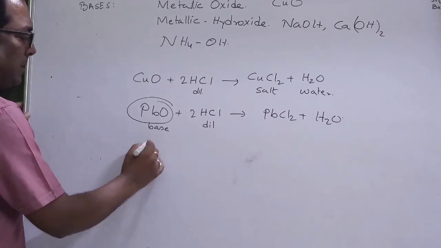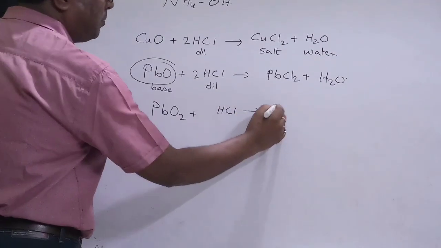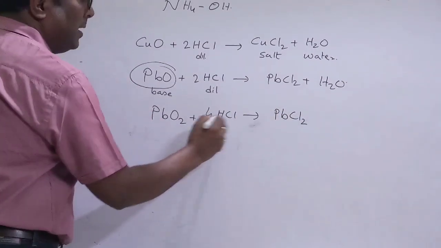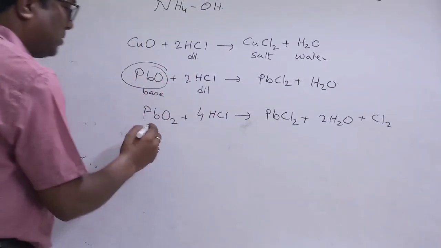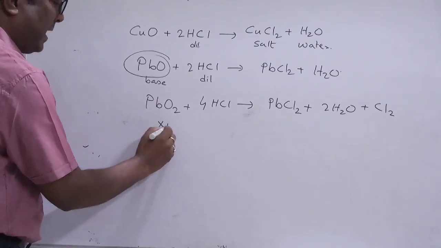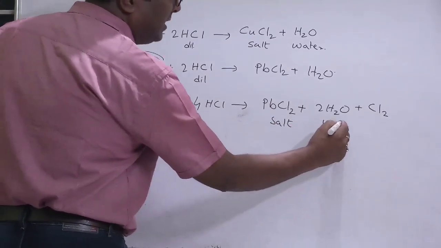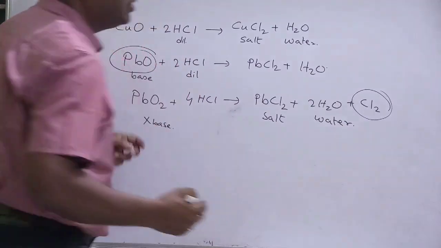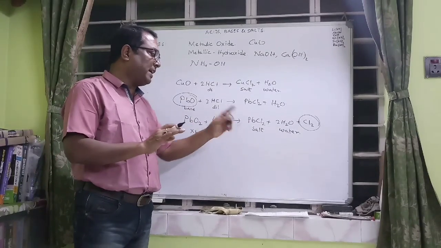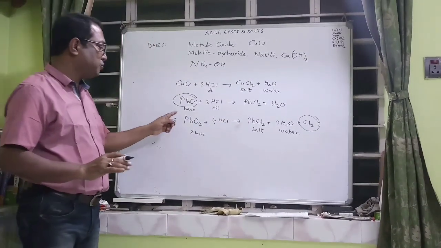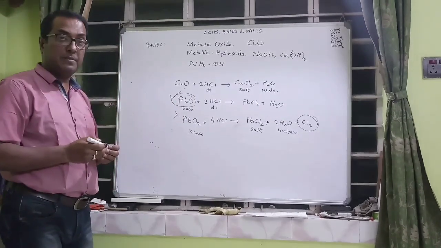But when we go with PbO2 and treat it with HCl, it is going to produce PbCl2 plus 2H2O plus Cl2. So it is not a base. Why? Because apart from salt and water, it is also going to produce something else. If it is producing something apart from salt and water, you cannot consider it to be a base. So PbO is a base, but PbO2 is not a base.